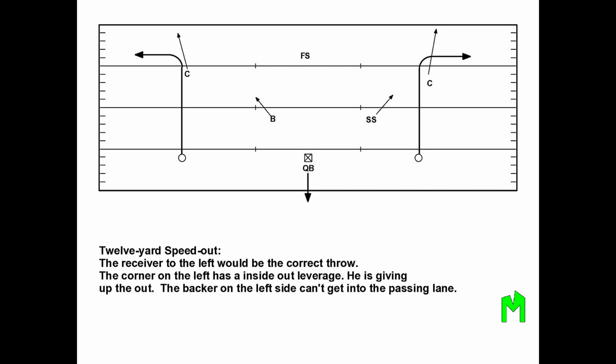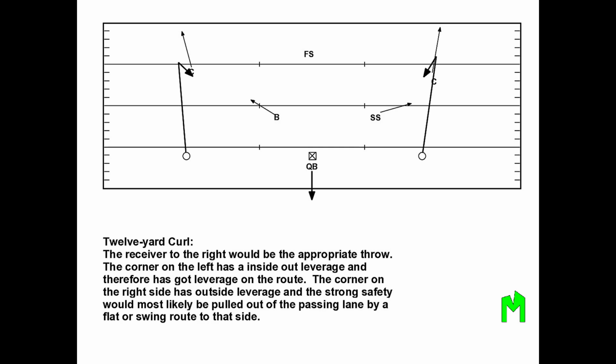sideline routes. For the 12-yard curl, the right receiver is the better throw because the left cornerback's inside-out leverage gives him an advantage on that side. Meanwhile, the right cornerback has outside leverage, and the strong safety is likely drawn away by other routes opening the passing lane. This shows how the QB must consider not just cornerback positioning, but also how safeties react to offensive formations to find the best target.